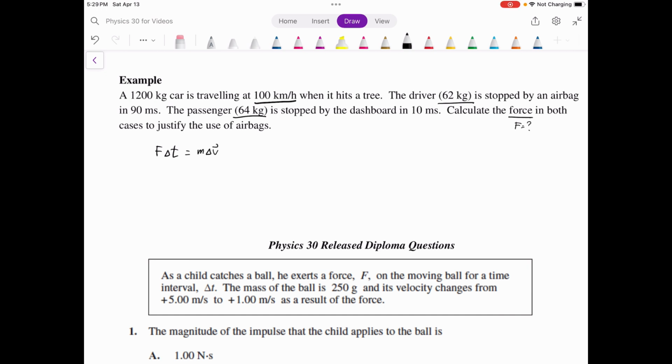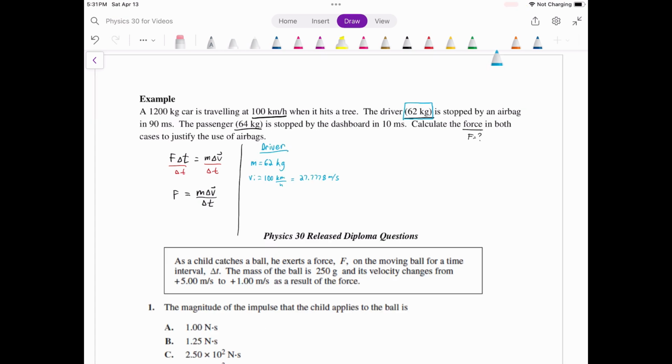So to calculate the force here, divide both sides by the change in time. And we get, this is actually just Newton's second law, right? The force is equal to the mass times the acceleration. Change in velocity over change in time, that's just the acceleration. All right, so let's start with the driver. Let's calculate the force that was acting on them, okay?